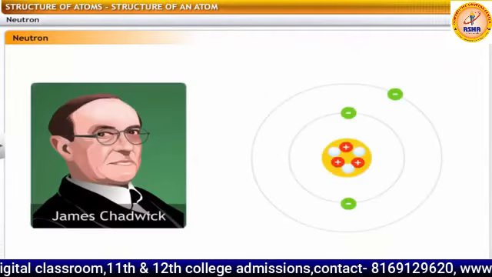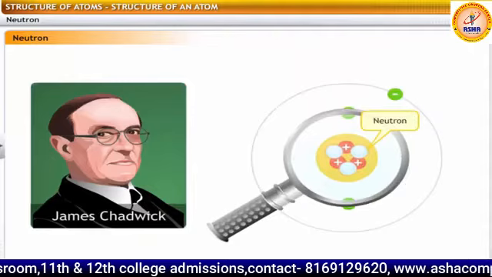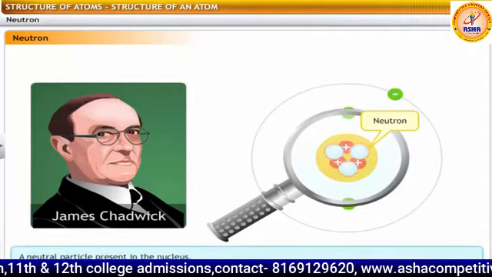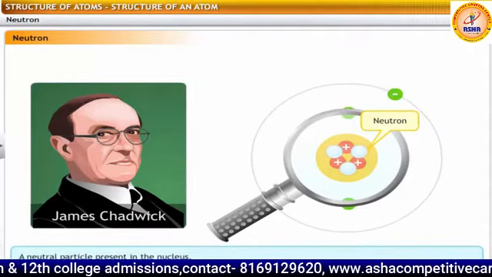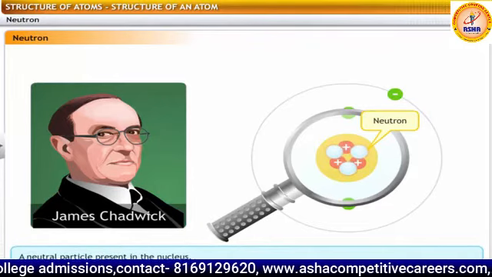This problem was solved when James Chadwick discovered another particle, the neutron. Neutron is a neutral particle with a mass equal to that of a proton and is present in the nucleus along with the proton.